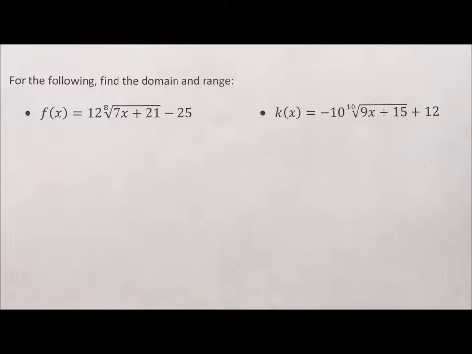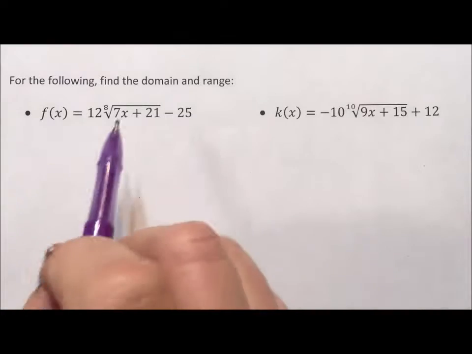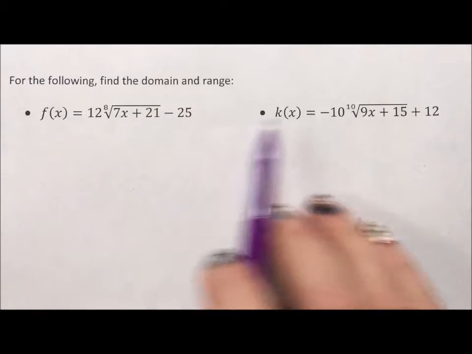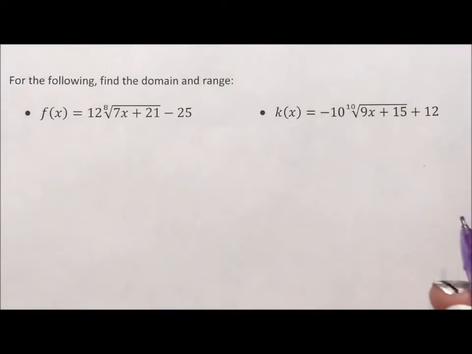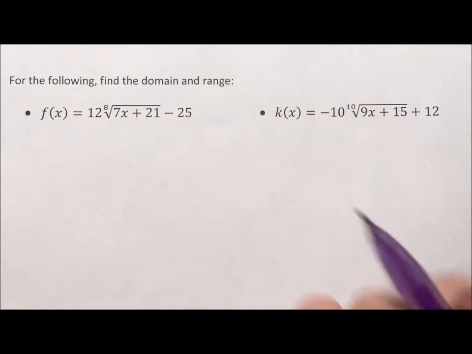Today I'm doing a series of videos on radical functions and specifically finding the domain and range of radical functions. In this video, both examples have an even root. All right, so if it has an even root, it means it has a set starting point. So the domain and range each have one infinite boundary, and the other boundary is a set real number.